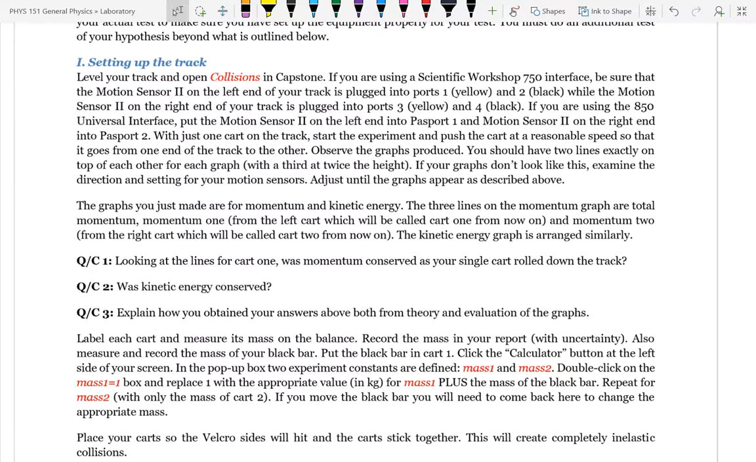I think that's what it requires. I didn't read over carefully. So you set up your equipment. Here I set up the Pasco equipment. You have 2 carts. Here's something important to note.